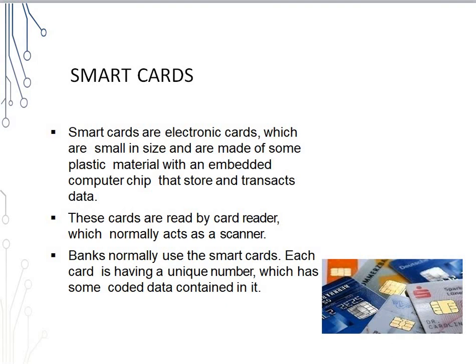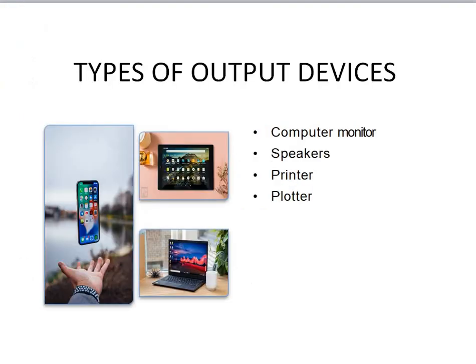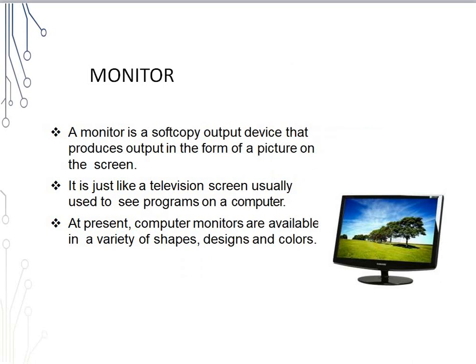So these are some of the input devices that are available in today's world. Okay, now let us see the output devices. The types of output devices that are commonly seen are computer monitors, speakers, printers and plotters. Okay, so let's see them one by one.